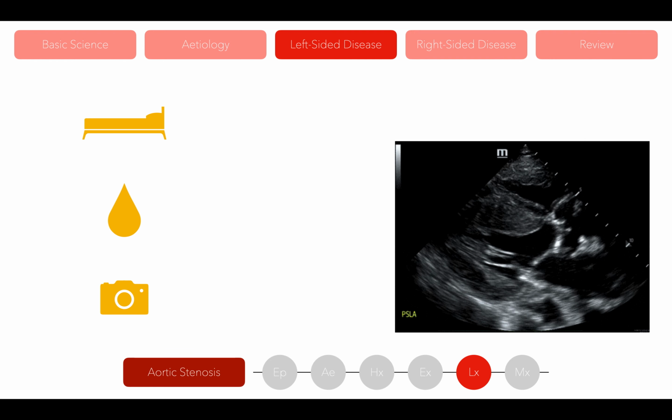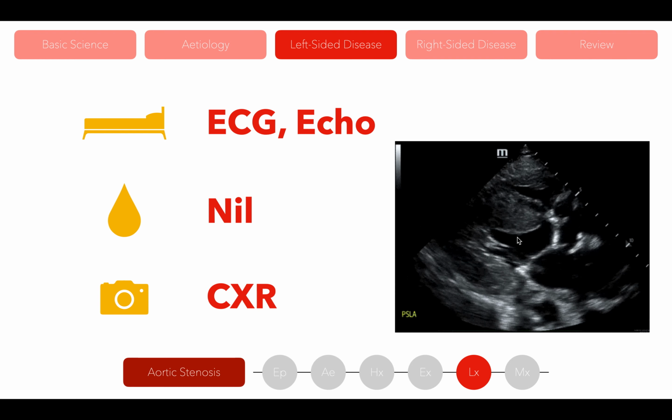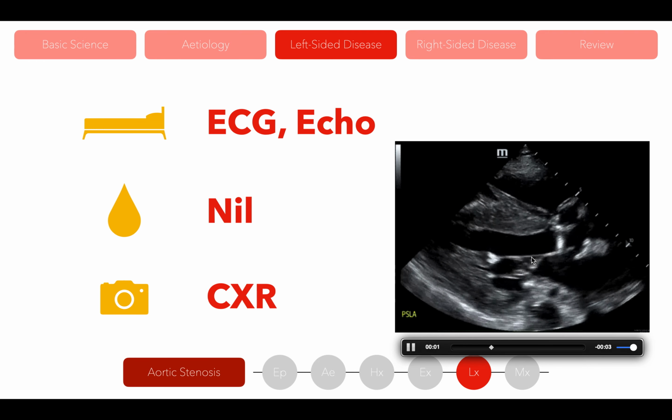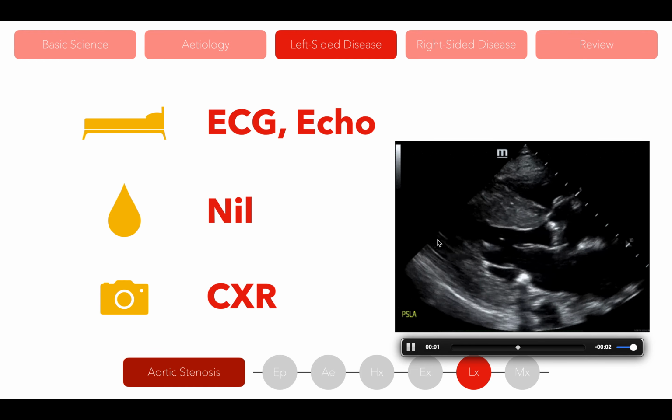So the labs that we'll see will be the classic threefold in valvular heart disease: an ECG, an echo, which is diagnostic, and a chest x-ray to look for any consequences like cardiomegaly, pulmonary edema, and the like. Here is an echo. Here's our left atrium, and here's our left ventricle. There's the interventricular septum. The apex will be down here.